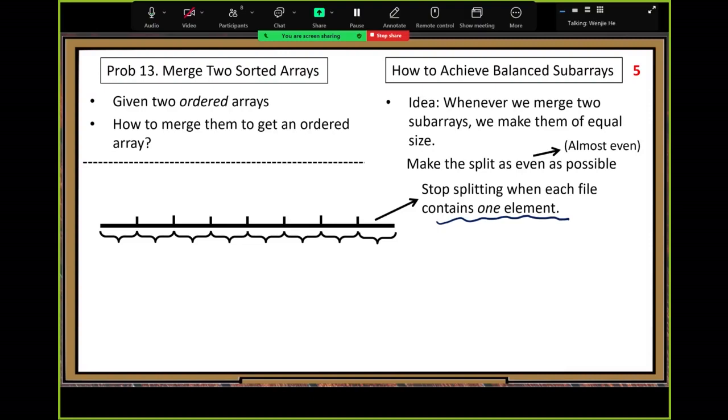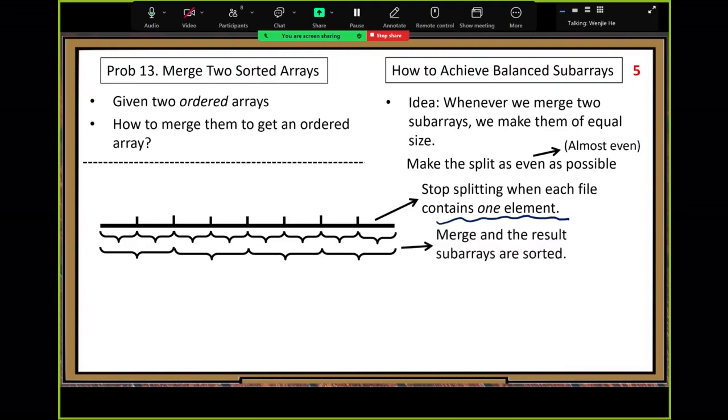So we go in the opposite direction after the split. Now let's go backward, merging two adjacent subarrays. Then another round, merging two adjacent subarrays, and we get larger ordered subarrays. Every round, we get larger ordered subarrays. In the final round, we merge two ordered subarrays, so we get the whole array ordered.